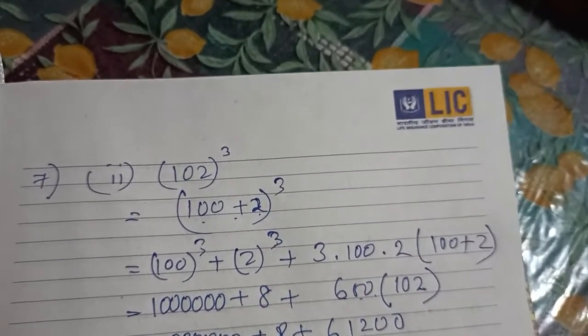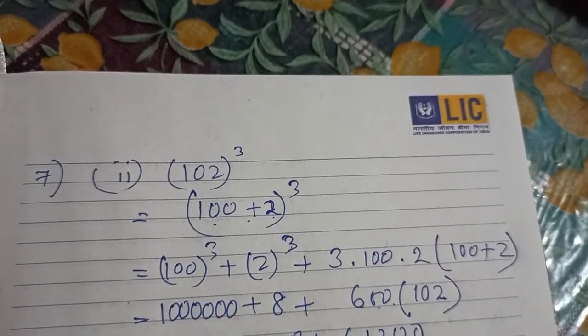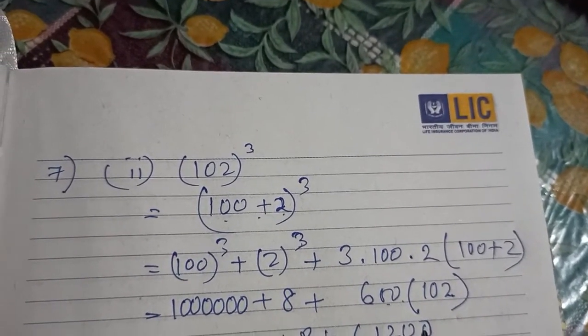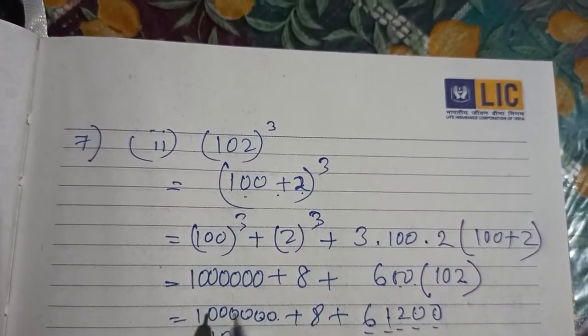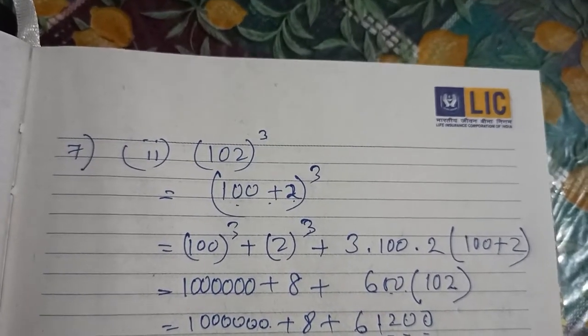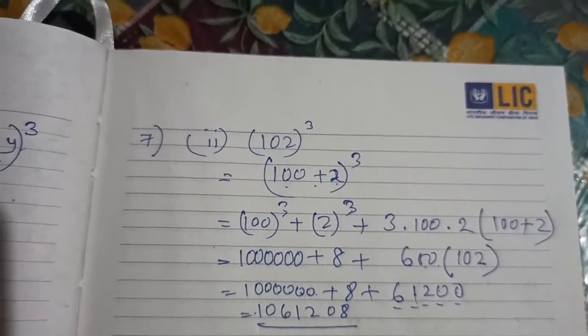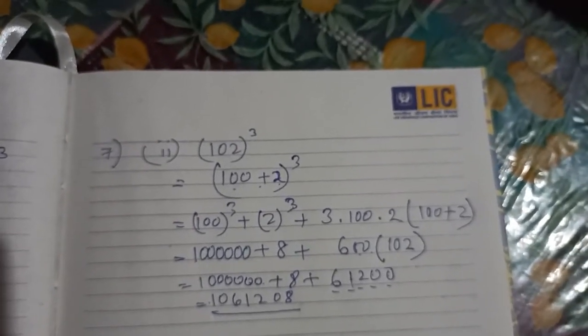So if you now add it, this will be 1, 2, 3, 4, 5. Okay, so 1 0 is there, 6, 1, 2, 0, 8. So this is the answer. So using simple identity, you can calculate the cube part.